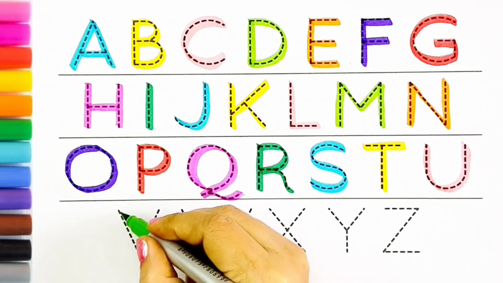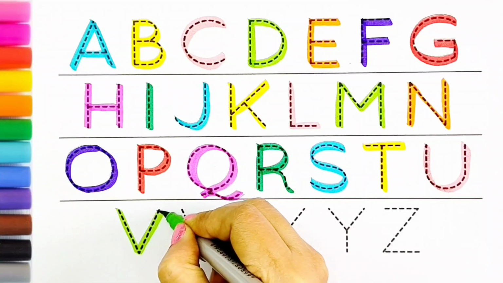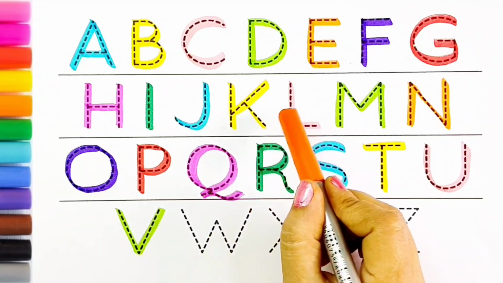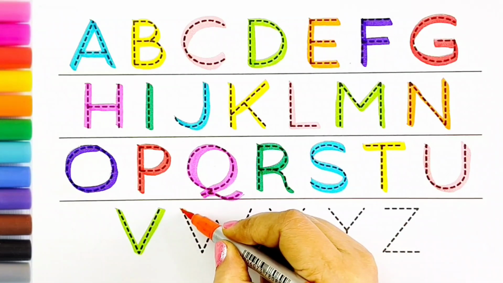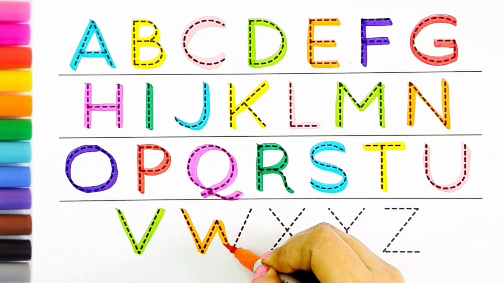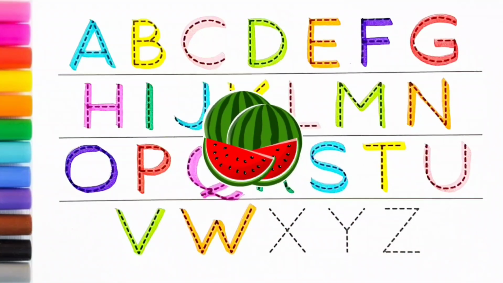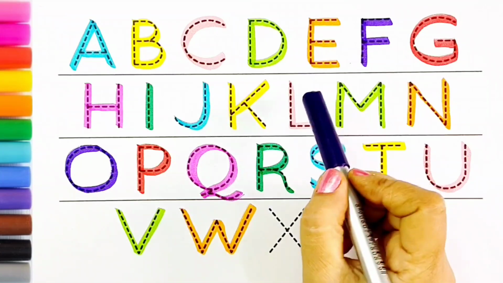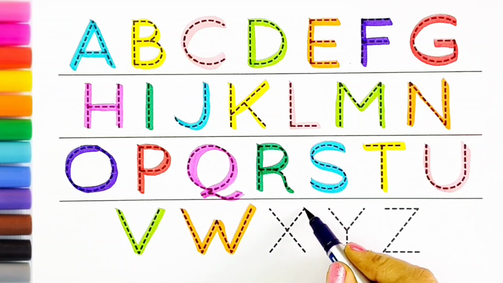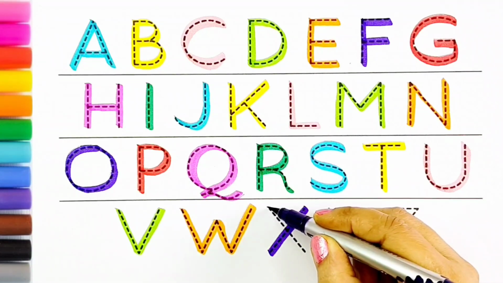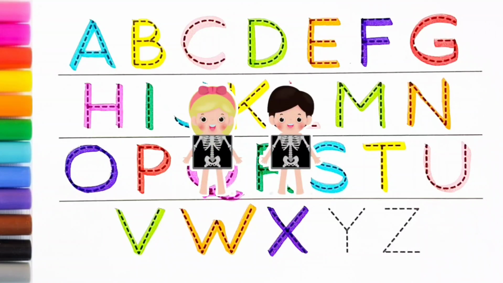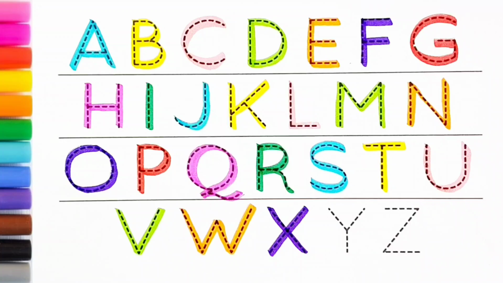Light green color. V. V for van. Orange color. W. W for watermelon. Purple color. X. X for X-ray.